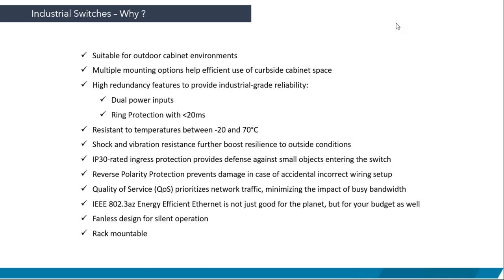Second thing, they are designed for high redundancy, because industrial switches are specifically designed and used in critical environments. They are used in CCTV surveillance and in manufacturing. So they are designed for highly critical environments, and that is the reason they support dual redundant power, so that if one of the power fails, another power can take over. They also support loop protection with less than 20 millisecond failover. So if the primary link fails, then the secondary link can take over in less than 20 milliseconds. That is the advantage of being an industrial switch.